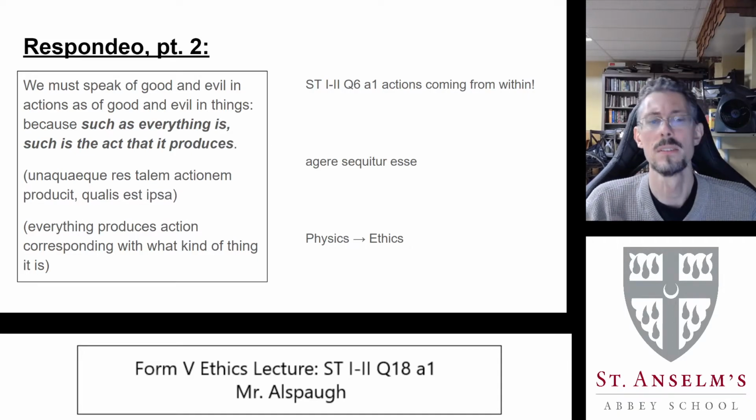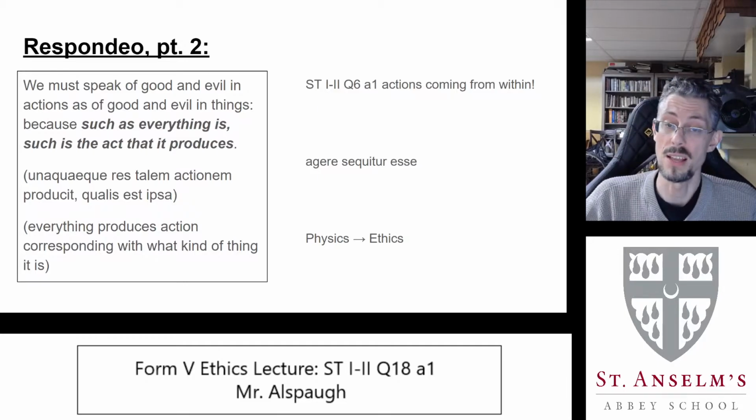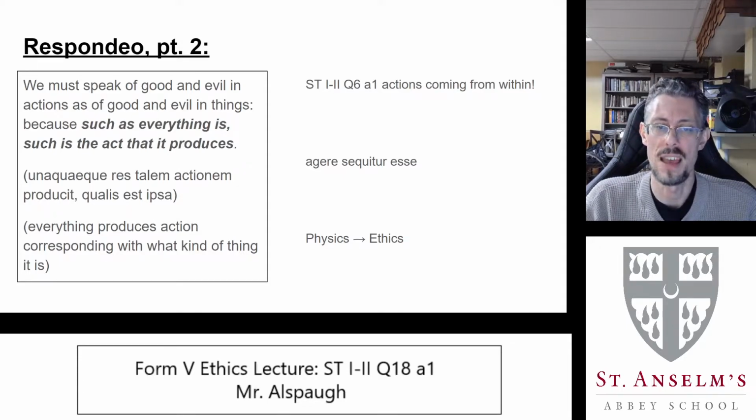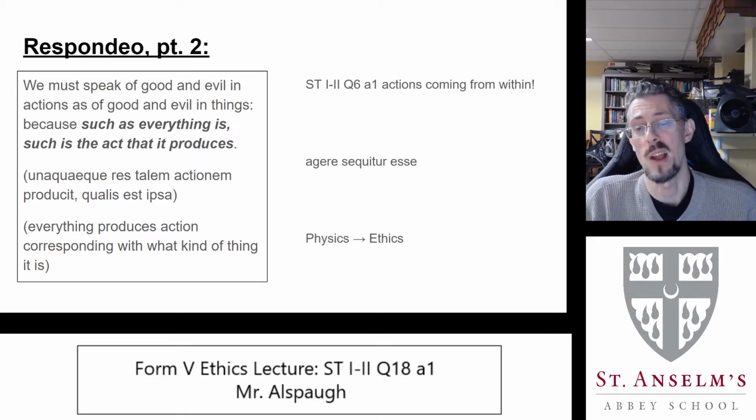One kind of thing, corresponding kind of action. Another kind of thing, correspondingly different kind of action. This is all you need to justify the move from the convertibility argument applied to things to the convertibility argument applied to substances, or to actions rather. We speak of them the same because such as everything is, such is the act that it produces. This is a very surprising application of question 6, Article 1.